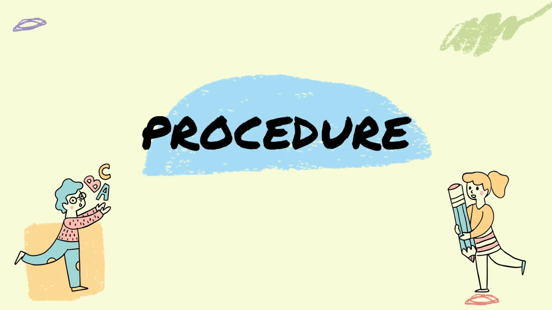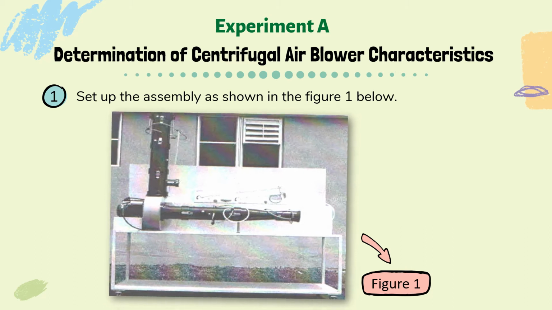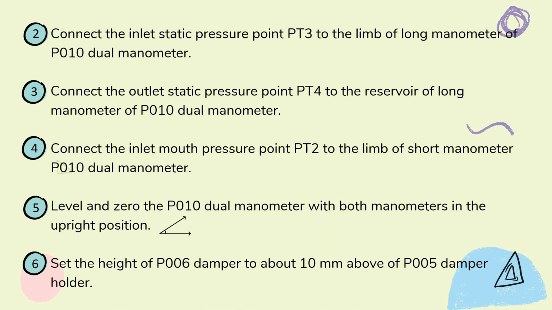Next, let us have a look at the procedure. There are 4 experiments included in this airflow bench experiment. For experiment A, determination of centrifugal air blower characteristics. For the first step, set up the assembly as shown in Figure 1 below. Then, step 2, connect the inlet static pressure point PT3 to the limb of the long manometer of the P010 dual manometer. Step 3, connect the outlet static pressure point PT4 to the reservoir of the long manometer of the P010 dual manometer. Step 4, connect the inlet mouth pressure point PT2 to the limb of the short manometer of the P010 dual manometer.